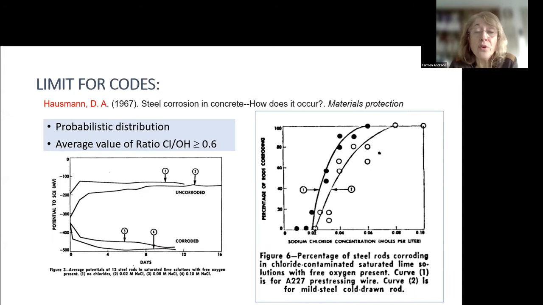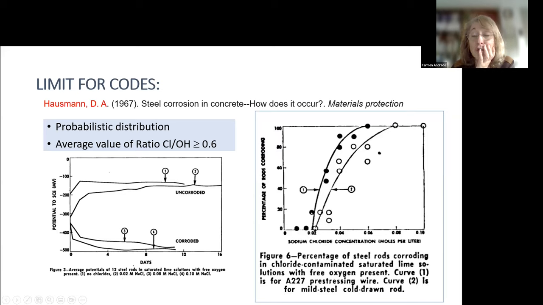And I arrived at two figures that I took from the paper of Doug Hausmann in 67, this one, in which he proposed a probabilistic distribution. He took several specimens, I think 10 or 12, and introduced them into solution. I think his work was in solution, maybe saturated lime solution, but I think he has two other papers in which he also studied mortar. And he detected that some of them were uncorroded. In that case, the potential goes to the noble value, and when they are corroding, they go to the more cathodic values, the less noble value.